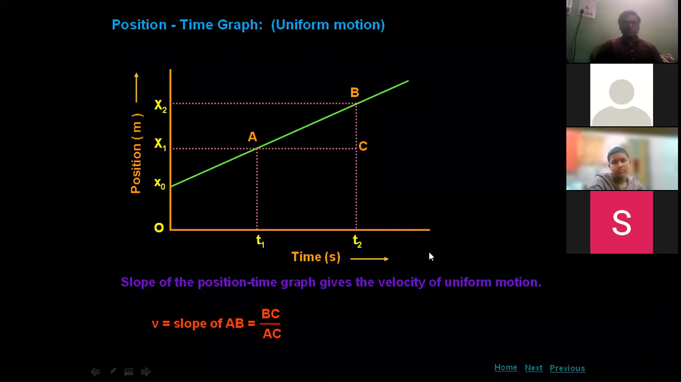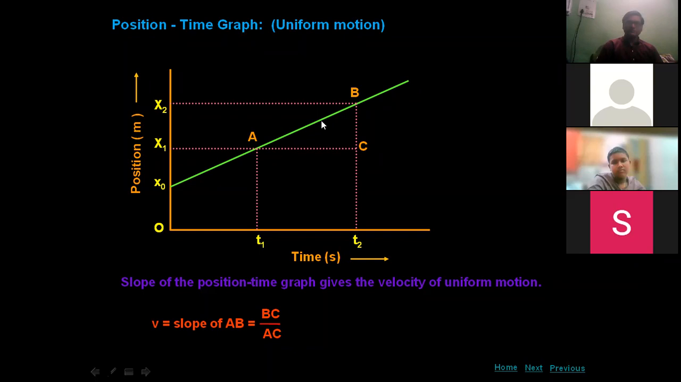So what is the slope? Slope of line AB is the perpendicular upon base. The perpendicular upon base is called the slope. So from the triangle, you are seeing that it's a right angle triangle ABC, having three vertices A, B, and C. So BC is the height or the perpendicular, AC is the base. So the slope of the graph is the ratio of height and base of the triangle.